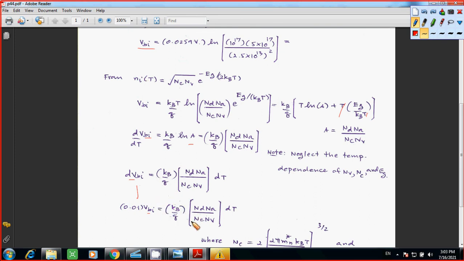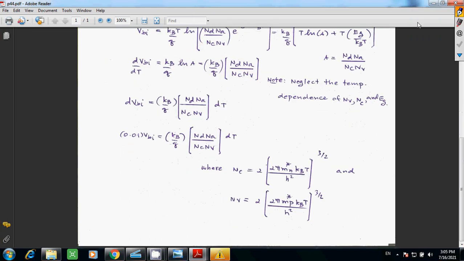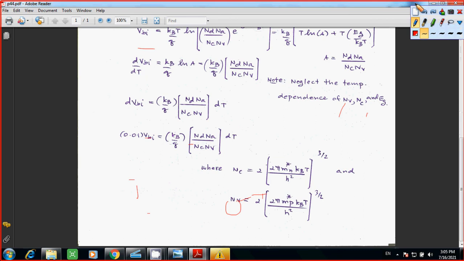That's going to be equal to this equation times dT, and you can find the temperature because dT simply is the temperature that deviates from 300 Kelvin, right? And your NC is actually equal to this one. This is the effective mass of the electron, and this is the effective mass of the hole, and h is the Planck constant. Okay, you can do the rest of the calculations.